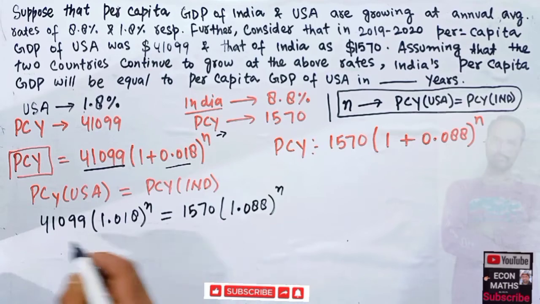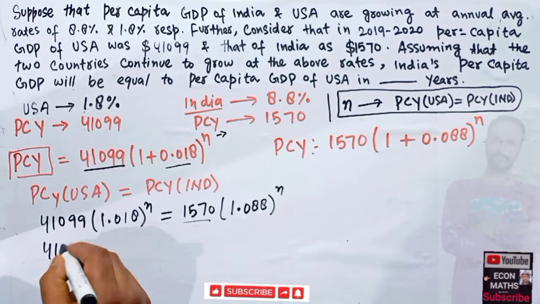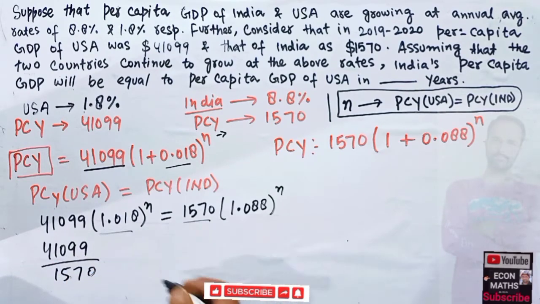Now just transpose this term to the LHS. So we have 41099 upon 1570, and transposing this term to the RHS.